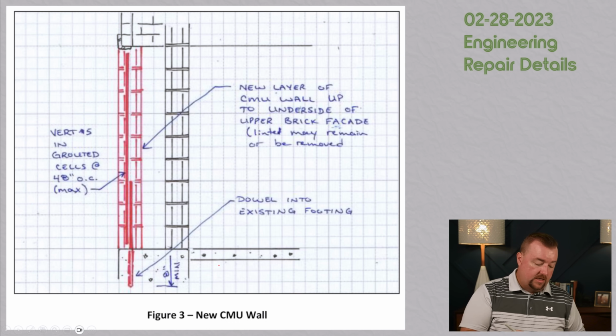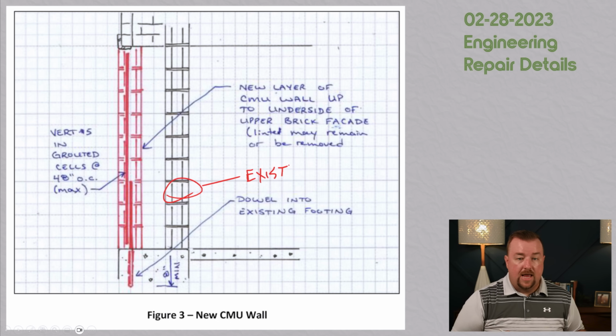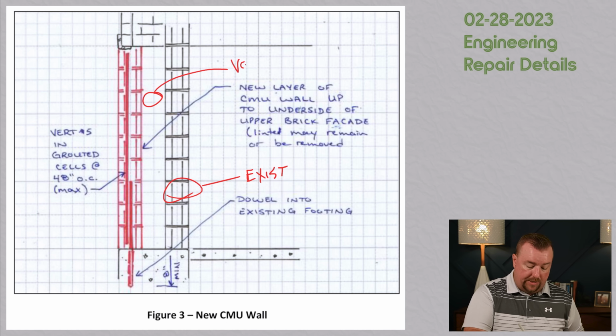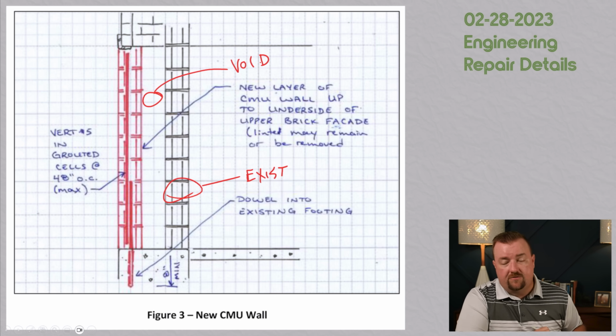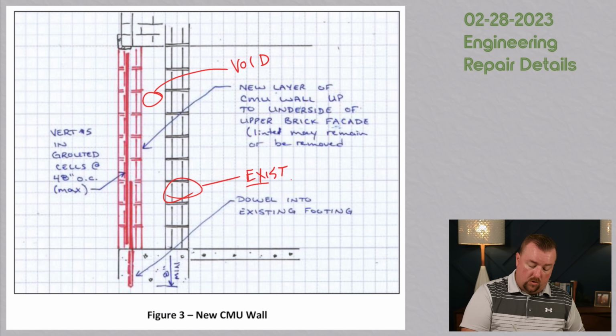All right, so here's an image showing where the existing CMU wall is, and then in red is where they want to put in new CMU wall. Well, in between, you have this massive void space. In fact, that void space is probably going to be something on the order of about 12 inches because this existing wall here, it's not even under the brick. I mean, look at it. It's next to the brick. It goes to some point above.